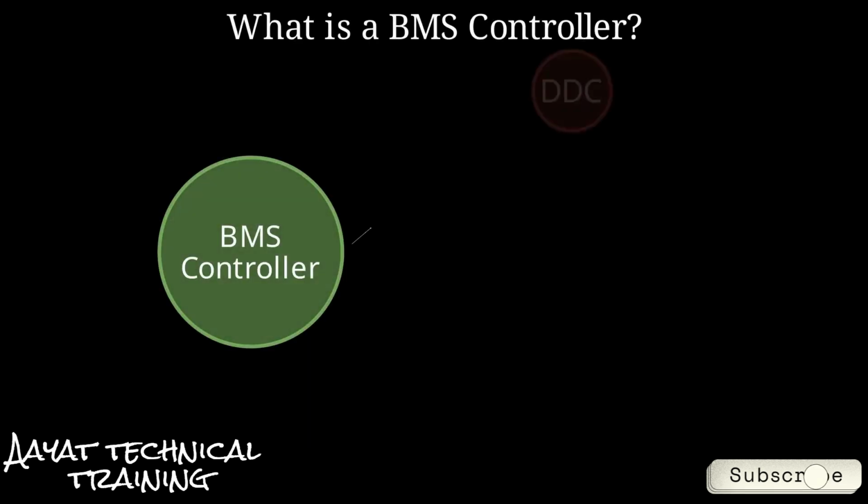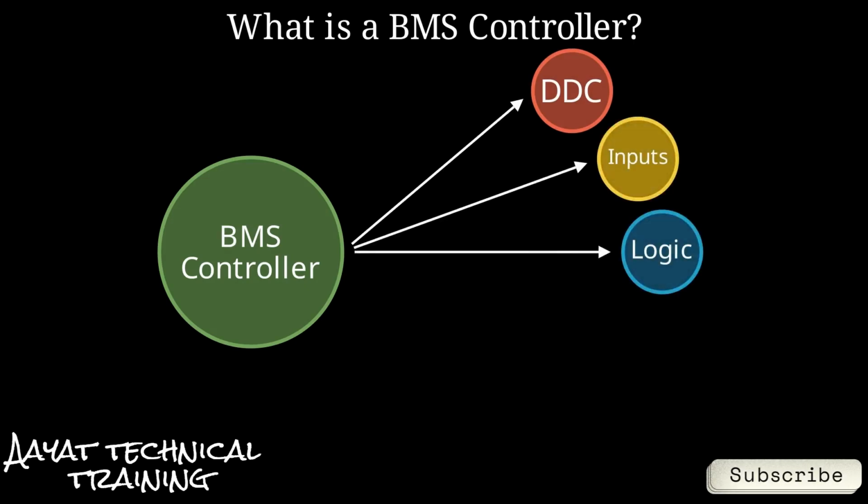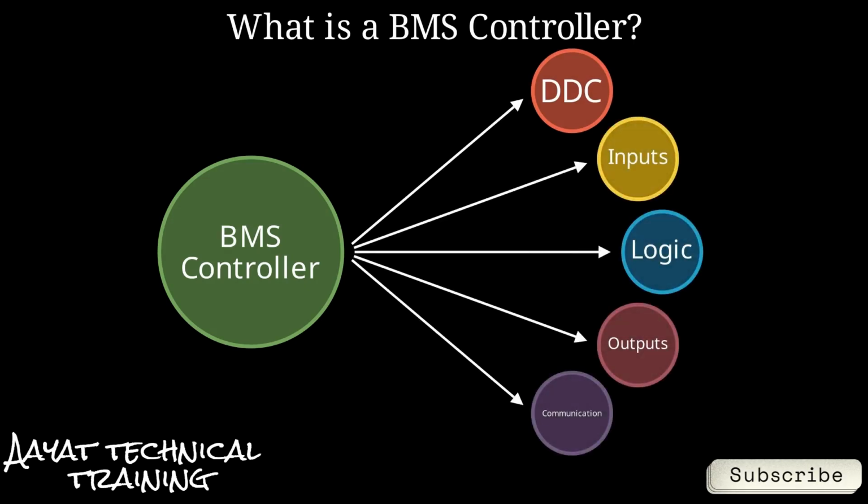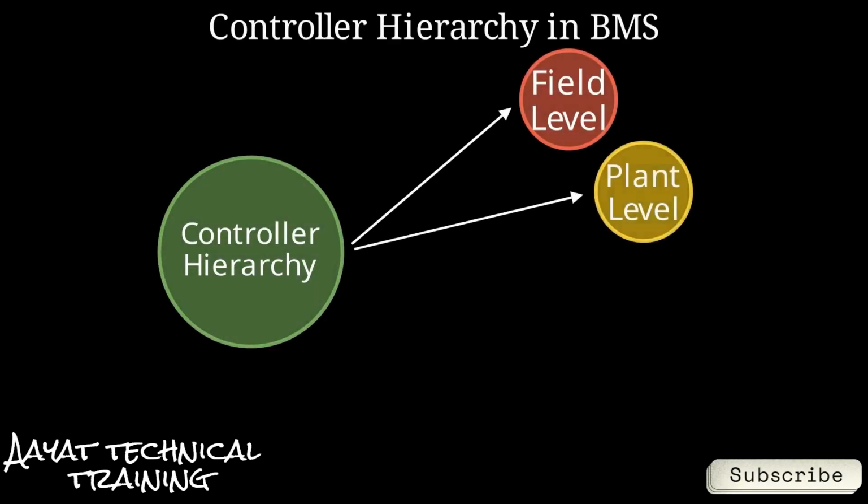A BMS controller, often called a direct digital controller, DDC, is a microprocessor-based device programmed to read sensor values, execute logic such as PID control and schedules, control actuators or equipment, and communicate with higher-level systems like SCADA or GUI. BMS controllers are organized in a hierarchy.